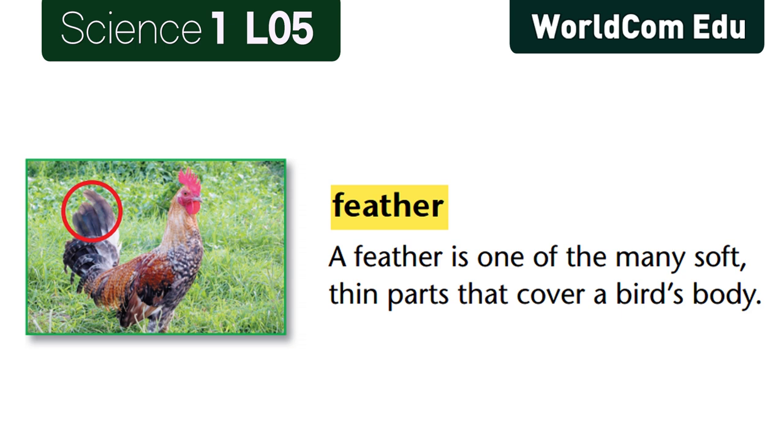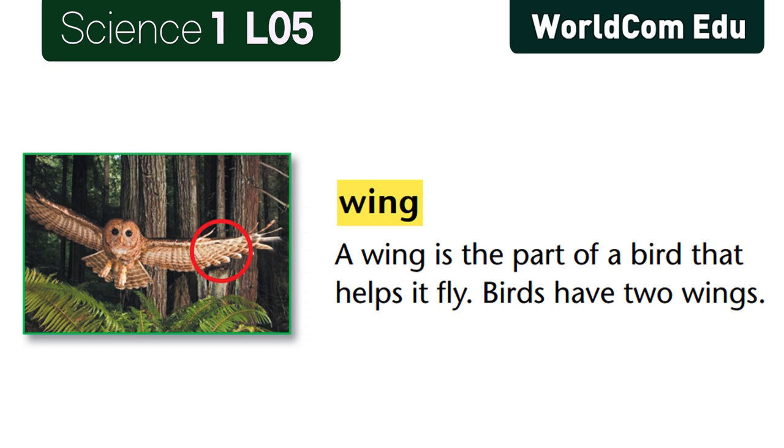Lesson 5. Body parts of animals. Feather. A feather is one of the many soft, thin parts that cover a bird's body. Wing. A wing is the part of a bird that helps it fly. Birds have two wings.